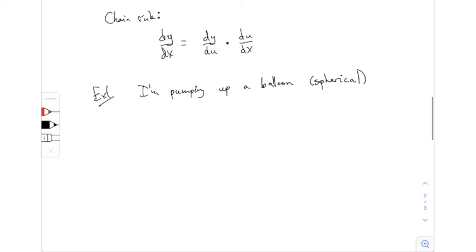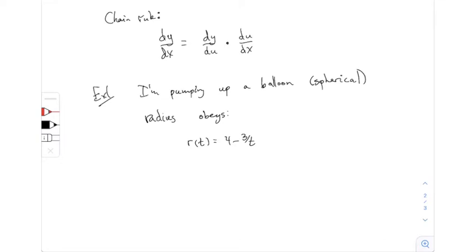A spherical balloon, and let's say the radius obeys this formula: R of t is 4 minus 3 over t. So this formula describes what the radius is over time. If you think about it, as t grows larger and larger, the radius is approaching 4, but it's not 4 when you start. So let's say this is a formula for the radius over time.